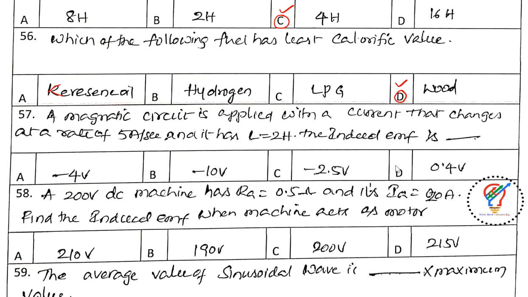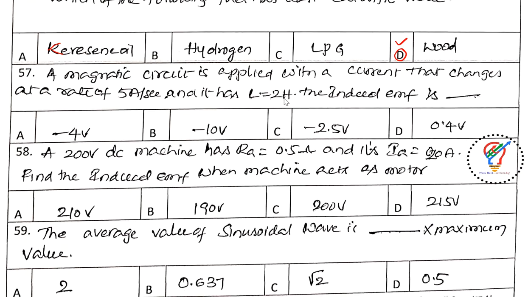Next one. A magnetic circuit is applied with a current that changes at a rate of 5 amperes per second, and it has an inductance of 2 Henry. The induced EMF is equal to VL is equal to L into di by dt. Because of the Lenz law property you can consider a minus sign here, but most will take a plus sign. But in the given options, L is 2 into 5 amperes per second, which is 10.